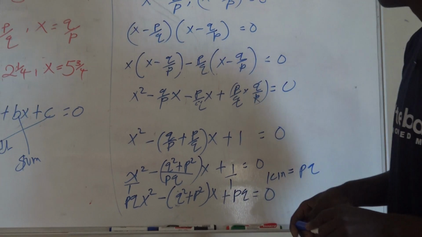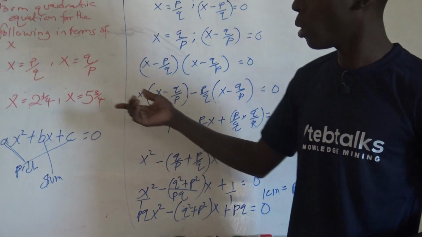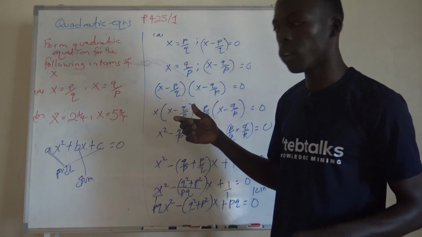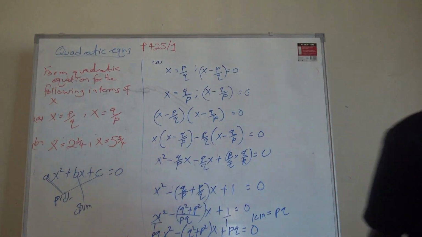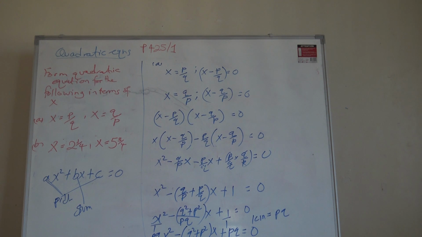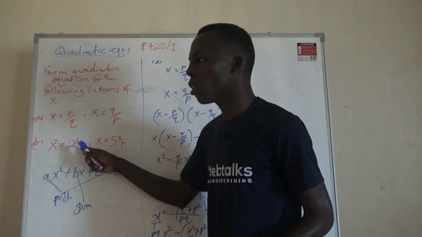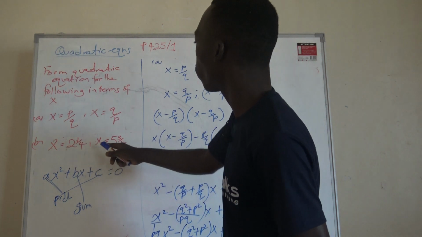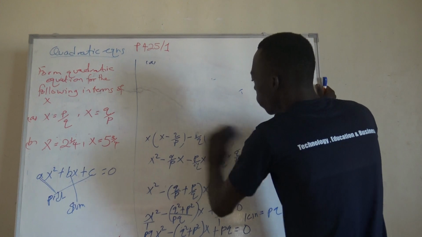equation, which is this one. You do it the same way we did the other one. It is the same thing. For this case, we are going to go to the other one. They have said x is equal to this one, and also x is equal to that. So that's what we are going to see.